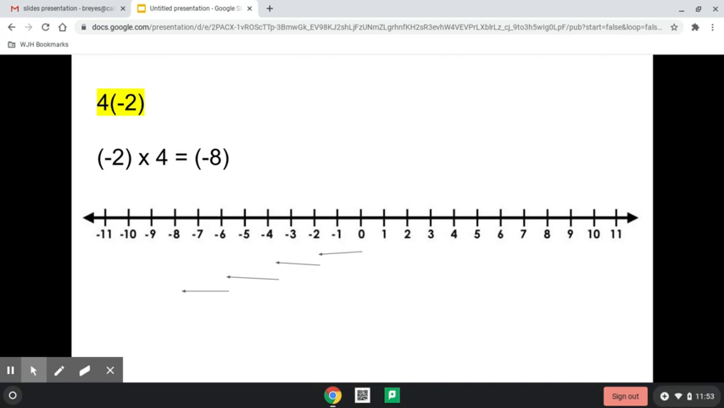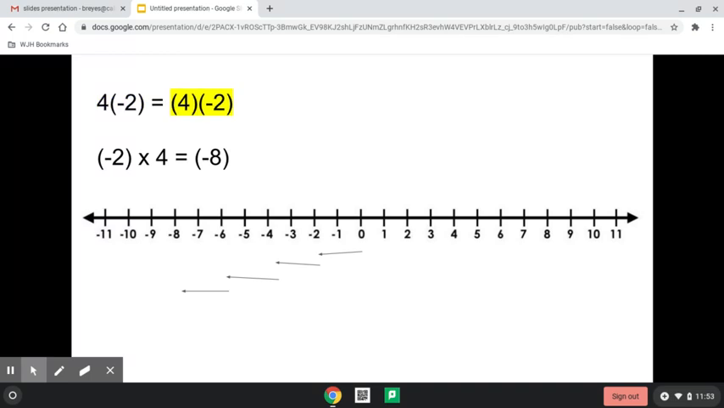So we are going to try to get away from using that x to say multiplying, because now that we're getting into 7th grade or higher grades, x is going to mean something else. We're going to give it a new meaning to do more advanced math. So we're going to just smush things together with the parentheses. So this actually means 4 times negative 2. Different way to say the same thing.